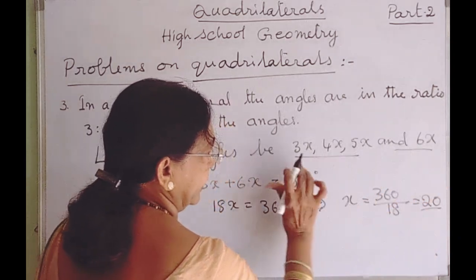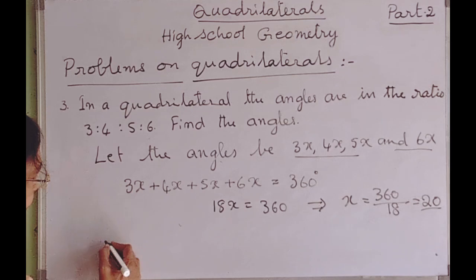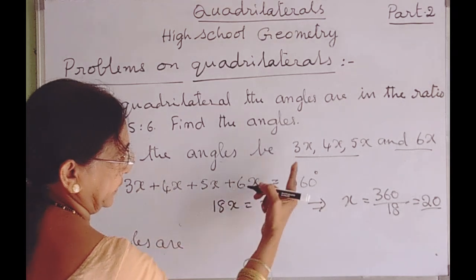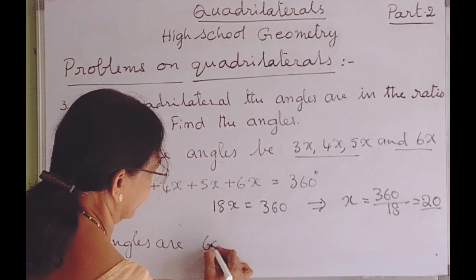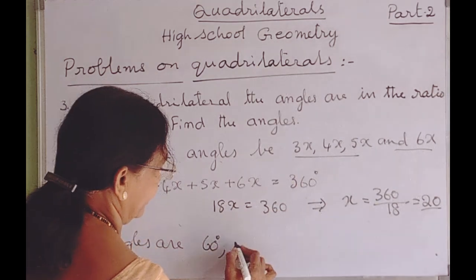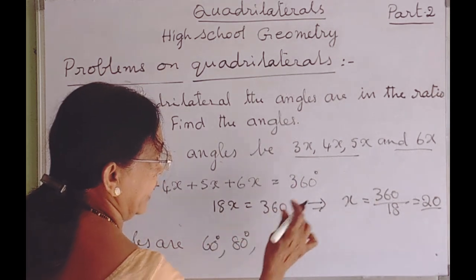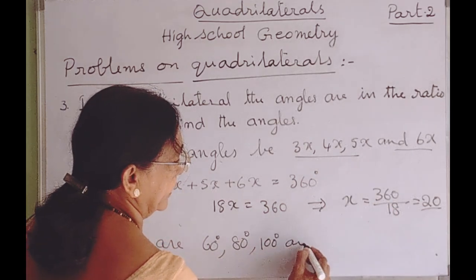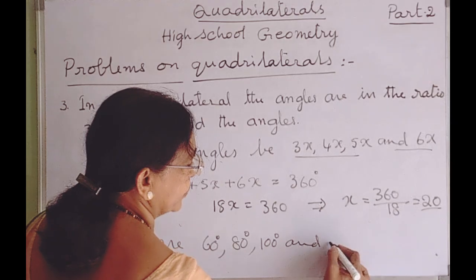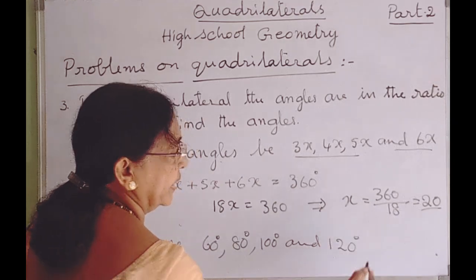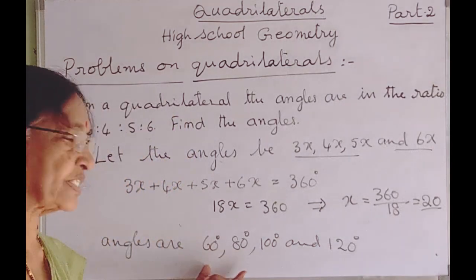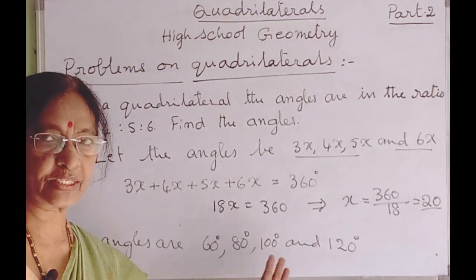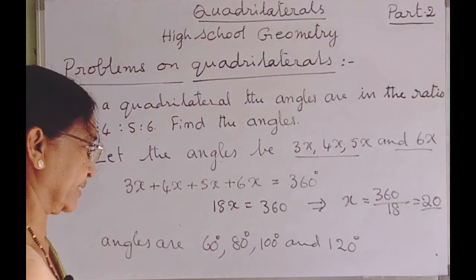Therefore the angles are 3 into 20, 60 degrees; 4x, 4 into 20, 80 degrees; 5x, 5 into 20, 100 degrees; and 6x, 6 into 20, 120 degrees. So we will check whether these values are correct or not. Then the sum of the angles must be equal to 360.